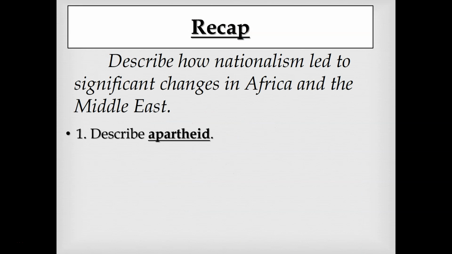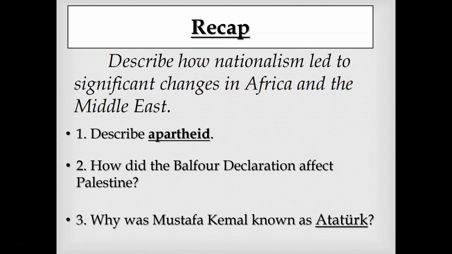Okay, so let's think about what we covered today. We looked at apartheid in South Africa, which was racial segregation separating the white minority and the black majority. We looked at the Balfour Declaration, where the British basically promised Palestine to two different conflicting groups, Arab Palestinians and then the Jewish Zionists. And we also looked at Mustafa Kemal as Ataturk, father of the Turks, establishing a new independent Republic of Turkey and beginning a process of modernization.